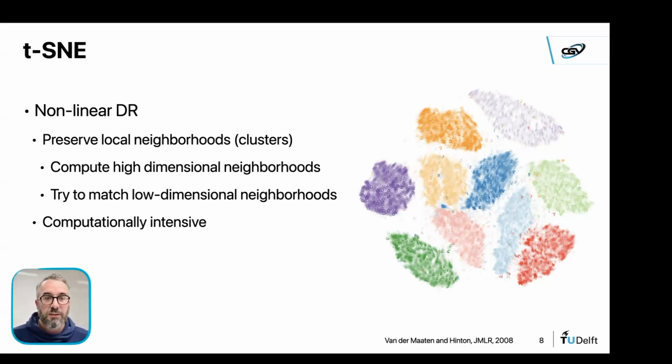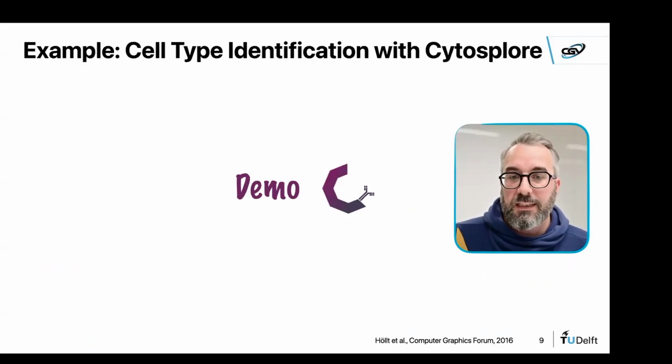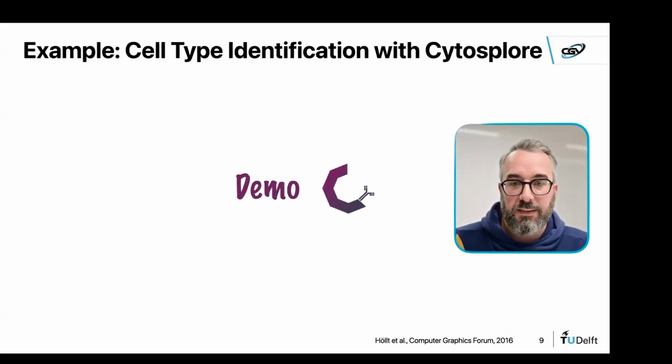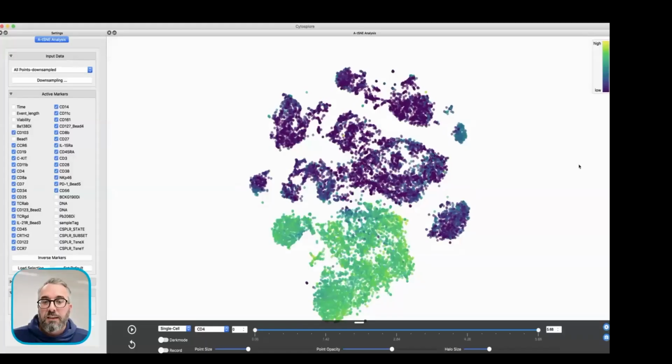Since Niels also already mentioned Cytosplorer, I want to show a very brief video of what this kind of cell type identification or cluster labeling in Cytosplorer would look like. So here you have basically the main interface of the tool. We have this TSNE plot in the middle, right?